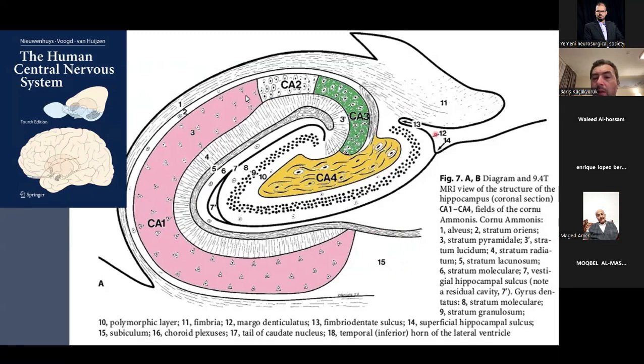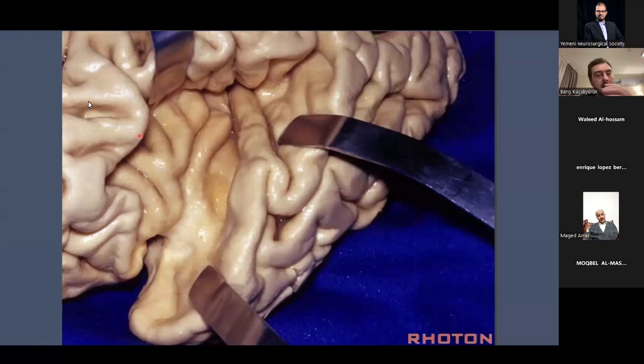Mesially, as I said, there is dentate gyrus. Superior to it, there is fimbria of the fornix, and there is ventricular site. Okay. Let's go a little bit more basic now.